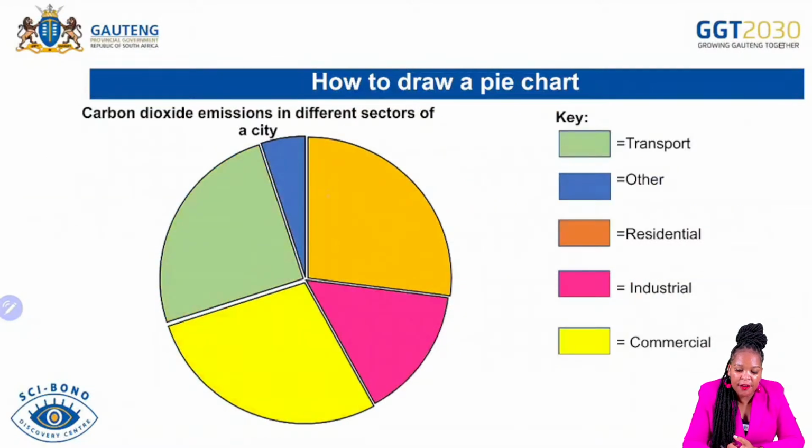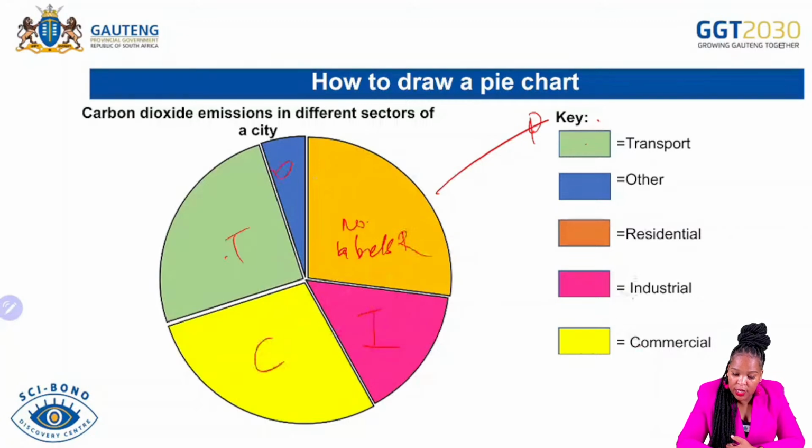So sometimes you may not have labels in between. So you see, no labels here. However, a key was used. The green color will be your transport, and then other will be blue, and then residential is your orange, pink is your industrial, yellow is commercial. So even if they were not written here, I can just come to the key and be able to identify them. And also the heading here and the caption, still very important: the carbon dioxide emissions in different sectors of a city. So the city was not mentioned, so you can just say in South Africa also, to be more accurate and more specific.